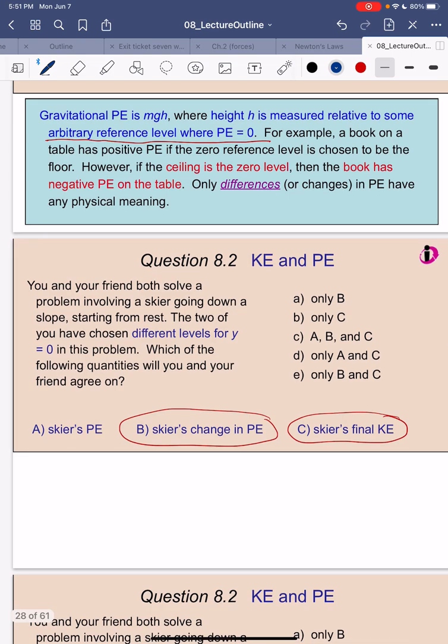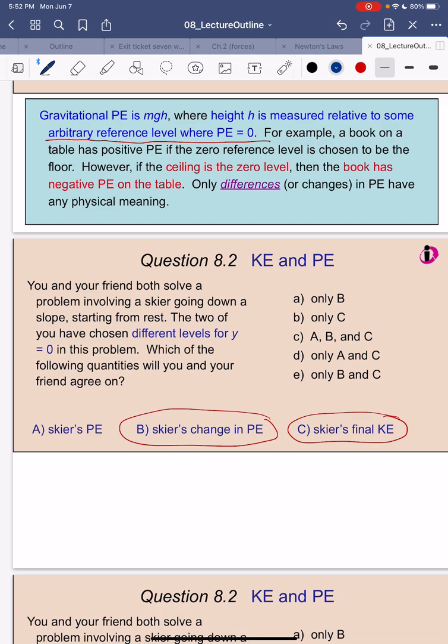Now you and your friend both solve a problem involving a skier going down a slope. Starting from rest, the two of you have chosen different levels for y equals 0 in this problem. Which of the following quantities will you and your friend agree on? The potential energy values you will not agree on, because these are really affected by your reference.